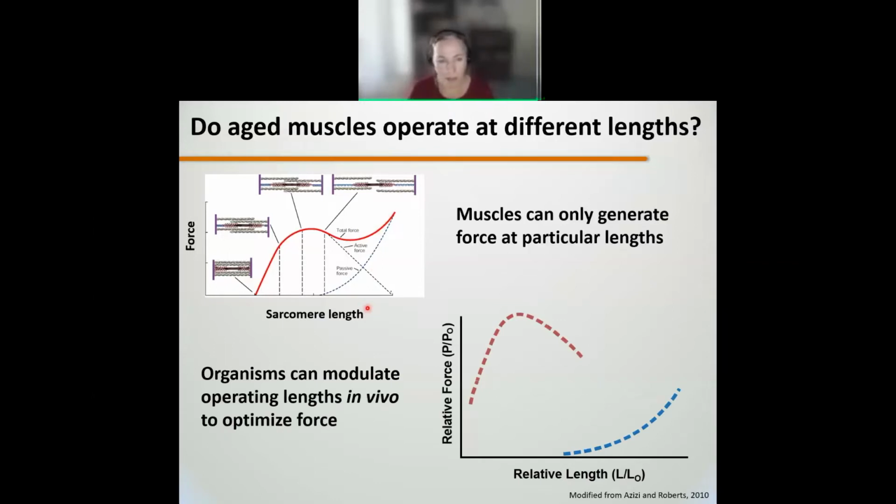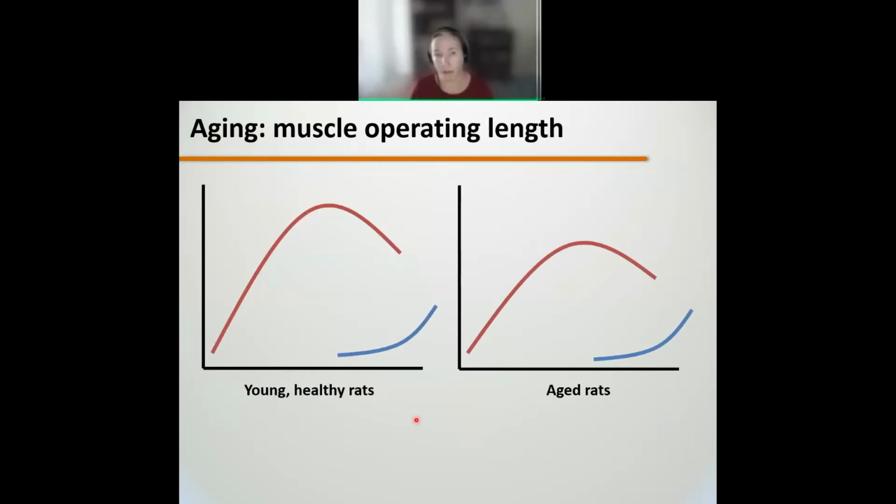A study that Manny and Tom Roberts did years ago showed that some frogs are actually able to start off their muscles at a very long length. And the reason they're able to do this is because the passive tension of the whole MTU is quite elastic, it's quite slack. So without doing damage to the muscle, they're able to start at very long lengths. And as the muscle is contracting and shortening, it ends up at a very optimal part of the force length curve. So here we have an example of how organisms can modulate operating lengths to optimize force, but perhaps this might be done in a negative sense too.